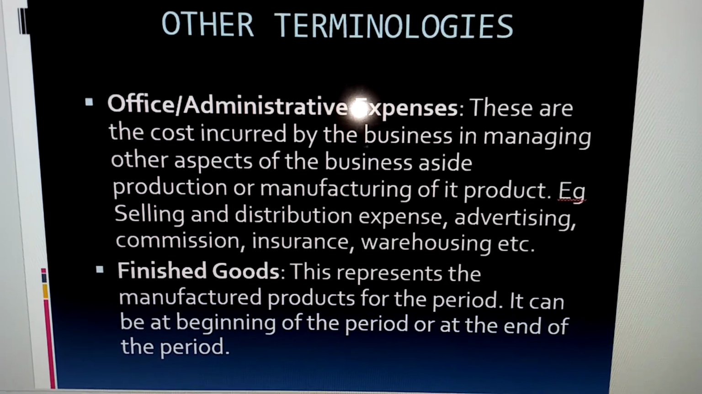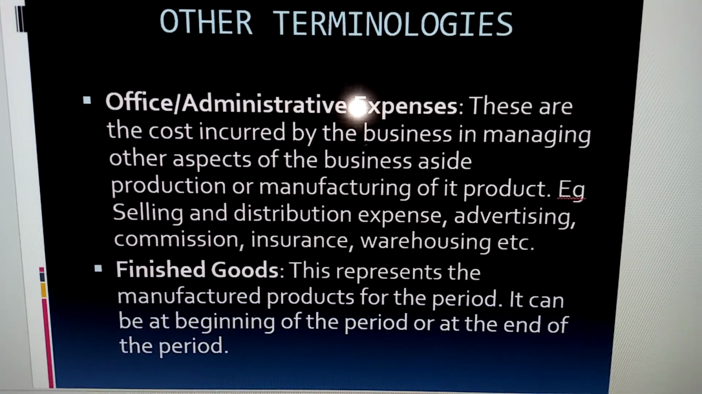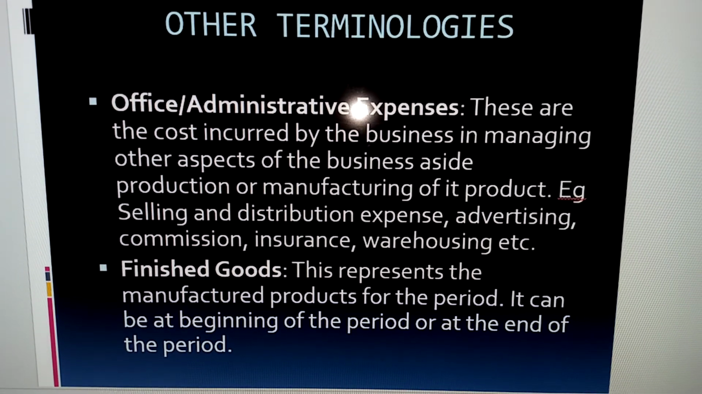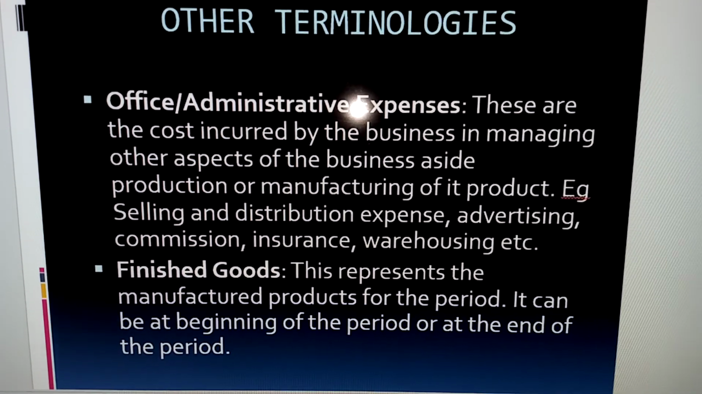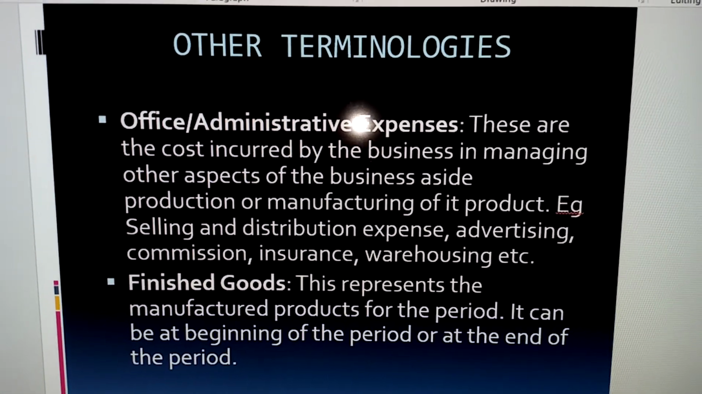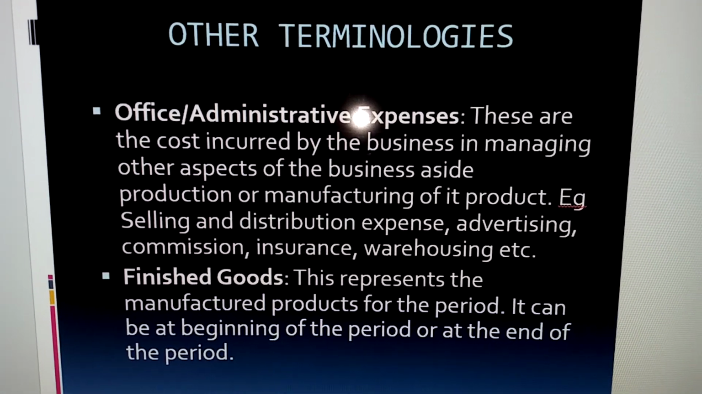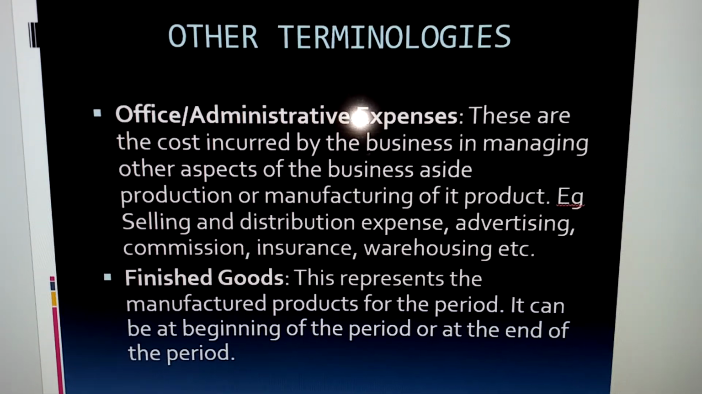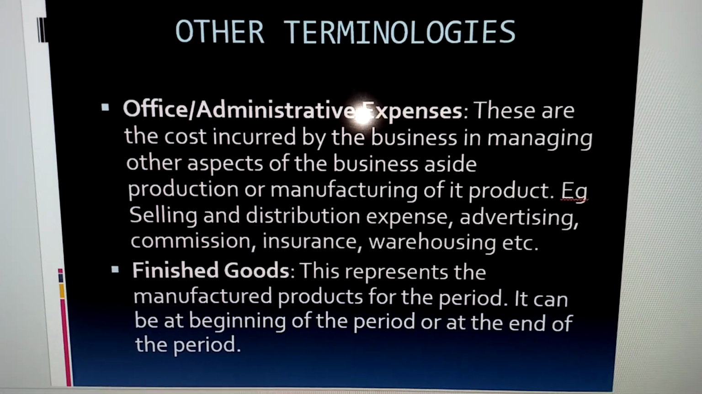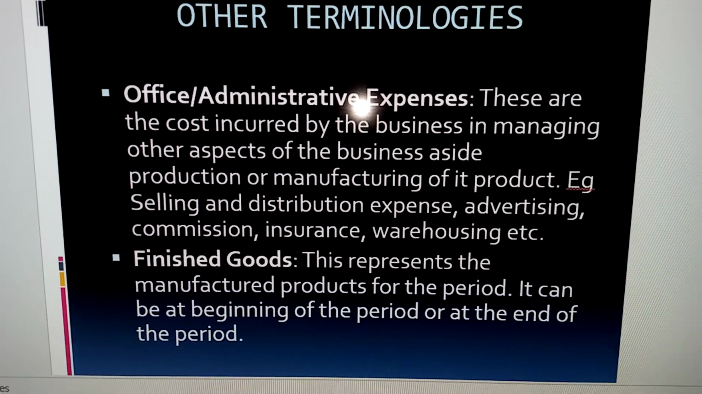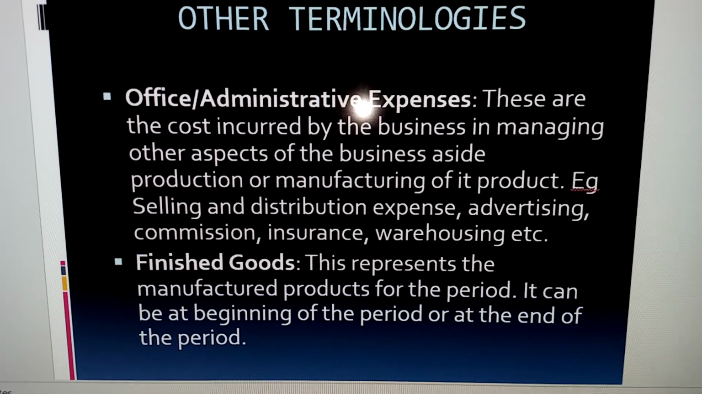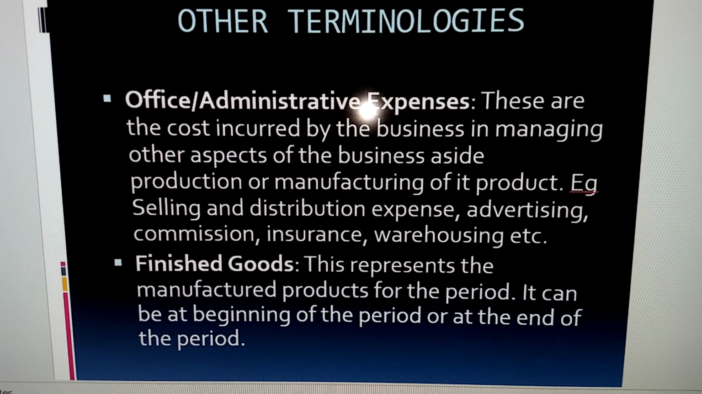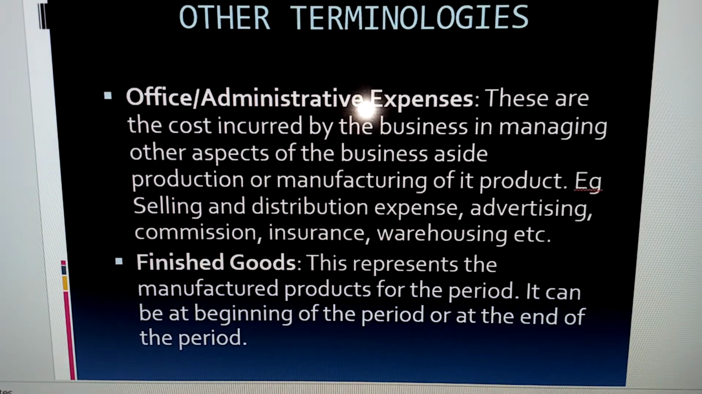These expenses are not in any way related to the manufacturing of the product or the factory. They are related to other aspects of the business aside from production. So office administrative expenses are the costs incurred by the business in managing other aspects of the business aside from production. For instance, after production, you spend money on selling and distribution, you spend money on advertising, commission, insurance, and warehouse. So these are referred to as office and administrative expenses.